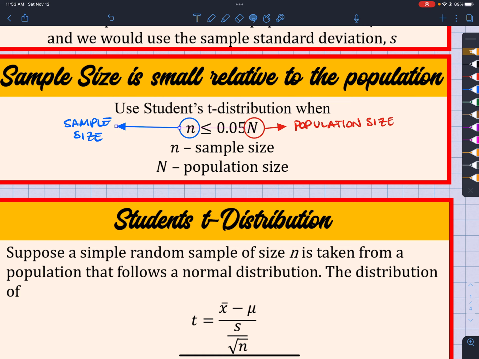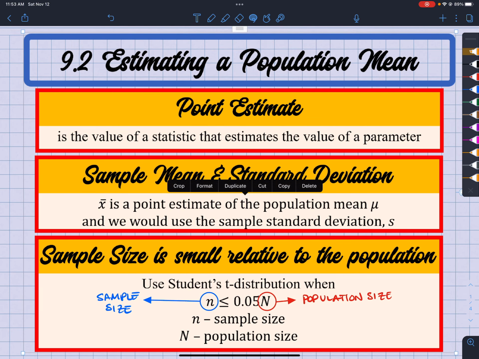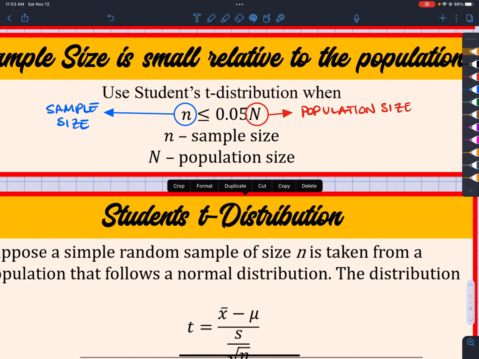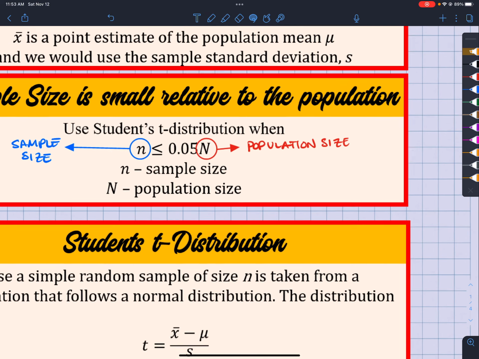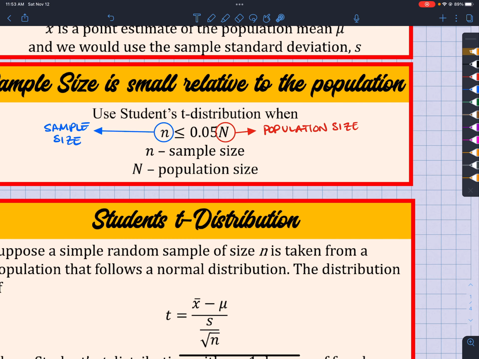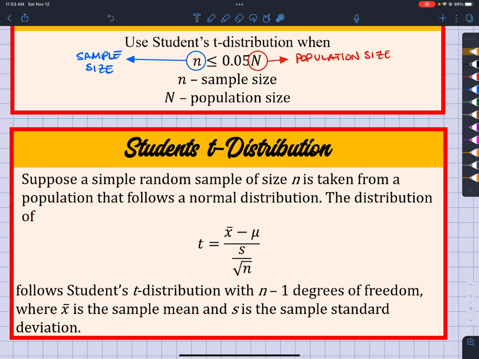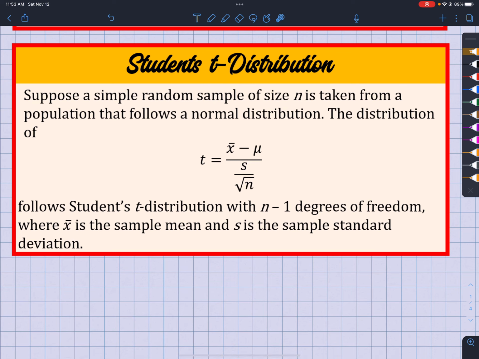So again, because we are using smaller than 5% of the population size, that's why we're using the t distribution. If it's greater than 5%, then we would use the z. Okay, so this is no different than before, right? Before we would have to find the z value. Well, now we got to find a t value.